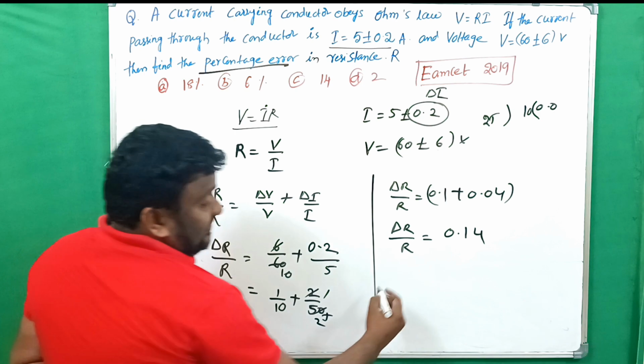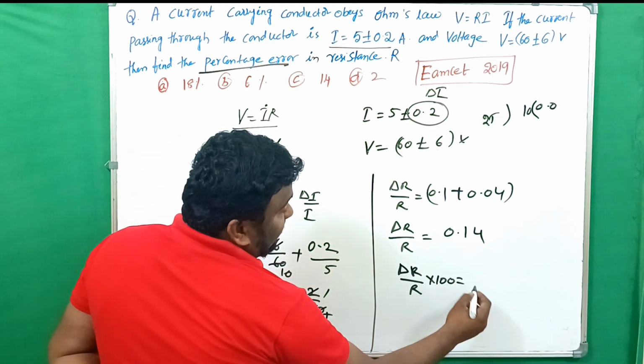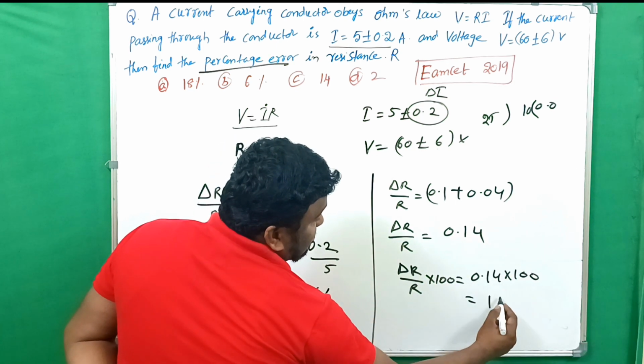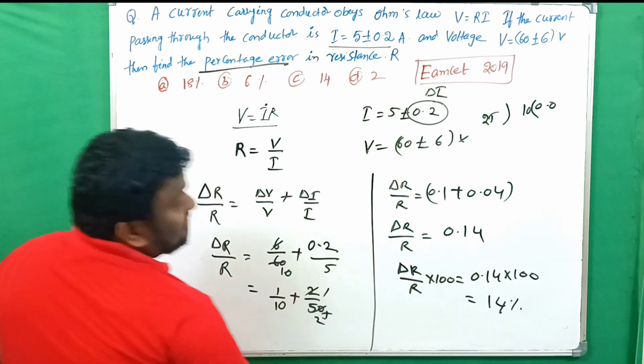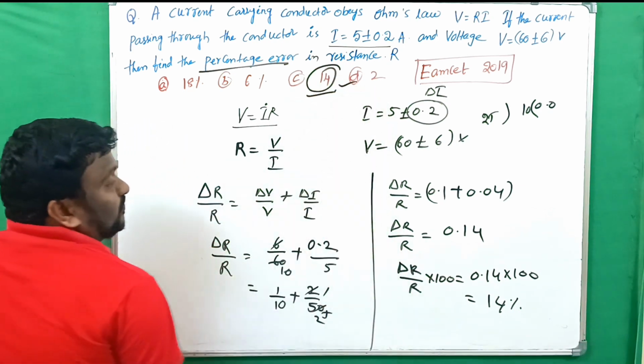So what you have to find out actually? Percentage error. That's why here delta R by R into 100 is equal to 0.14 into 100. That means what here? 14 percentage. That's why among the 4 options, C option is the correct one.